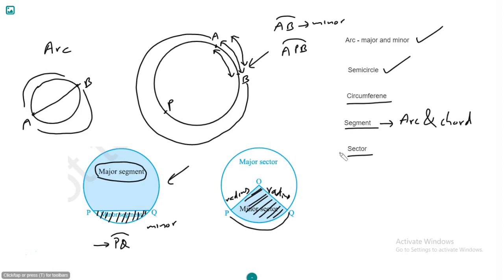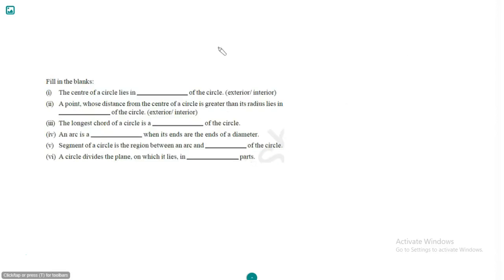Now let's look at a few problems to test whether you have understood these terms. Fill in the blanks. The center of a circle lies in the dash of the circle. As you know, if you draw a circle, the center lies somewhere here. So it's obviously in the interior of the circle. So that's the right choice.